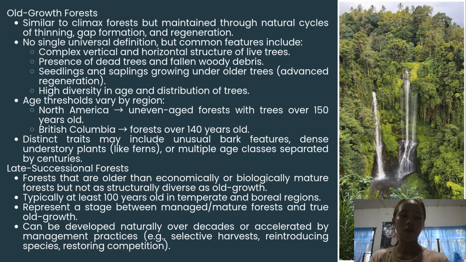Late successional forests are older than economically mature forests but not as structurally diverse as old growth, typically at least 100 years old in temperate and boreal regions. They represent a transitional stage between managed forests and true old growth. While they can develop naturally over decades, forest managers may accelerate their growth through practices like selective harvesting, reintroducing species, or restoring competition to speed up ecological processes.